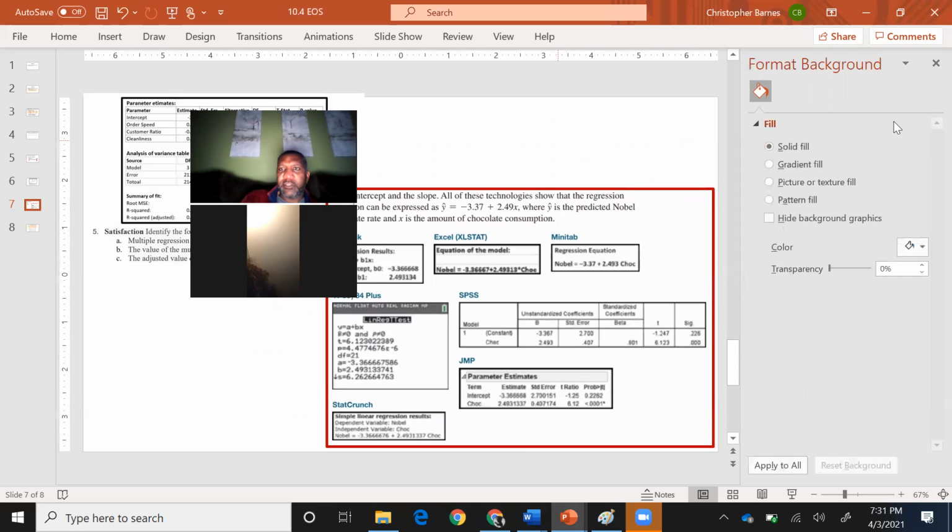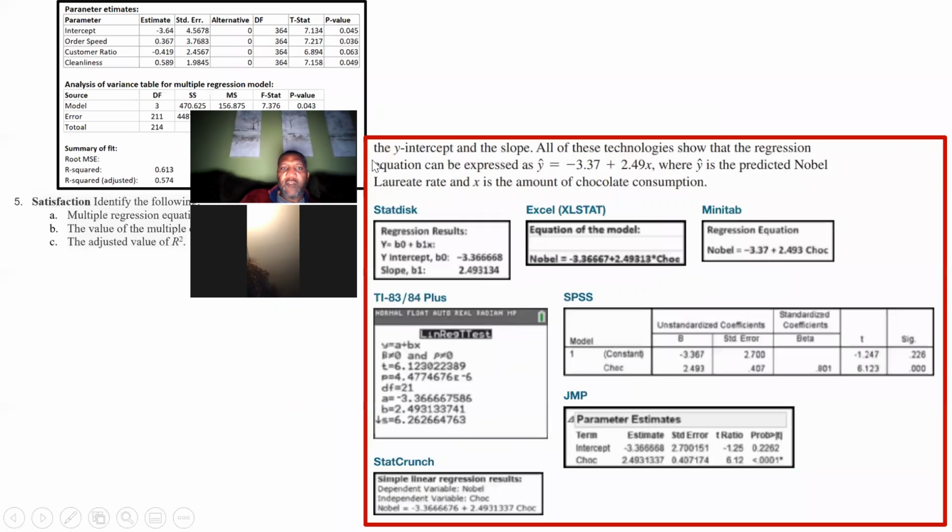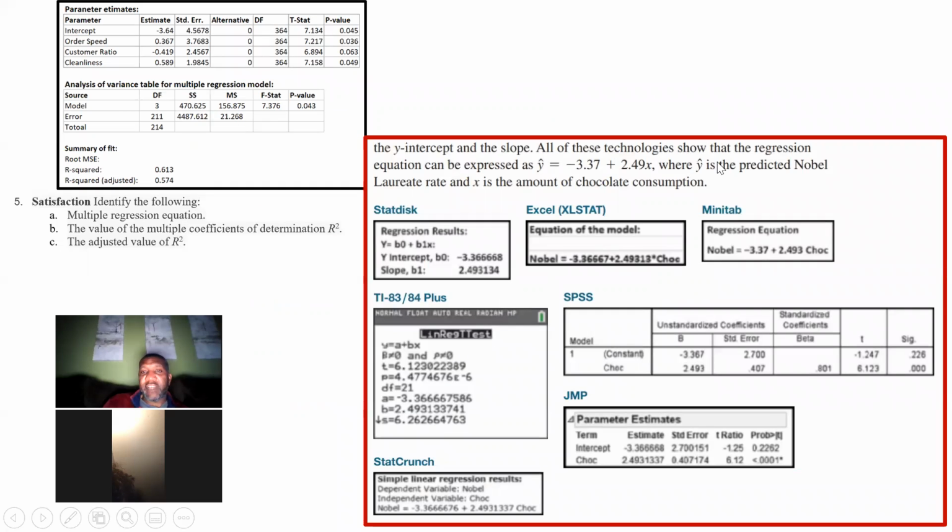All right, let me put this up on the screen so I can show you how it works out. This is just an example from chapter 10.1. I should write that in here somewhere, right? All of these technologies show that the regression equation can be expressed as negative 3.37 plus 2.49x, right? Now, look at all of these.